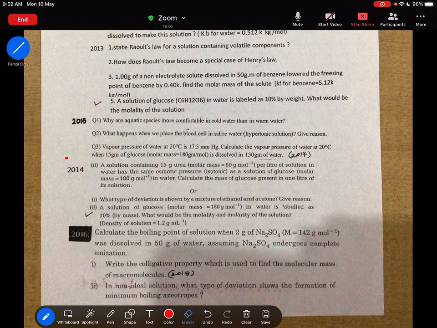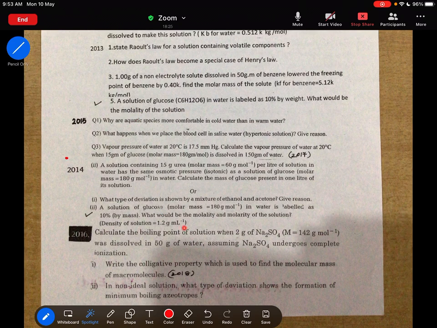Next question is, what type of deviation is shown by a mixture of ethanol and acetone? Positive deviation, the reason you know. Then, okay, the similar question, the same question that we have done here.